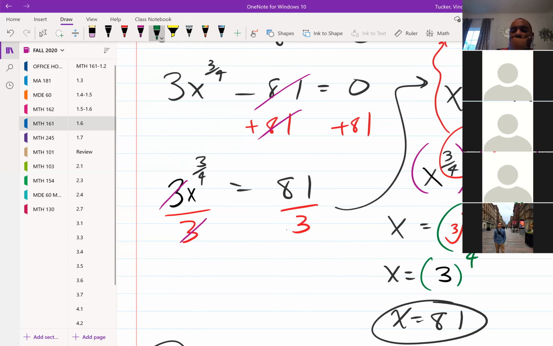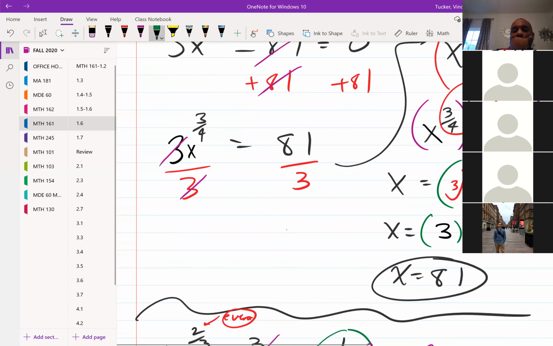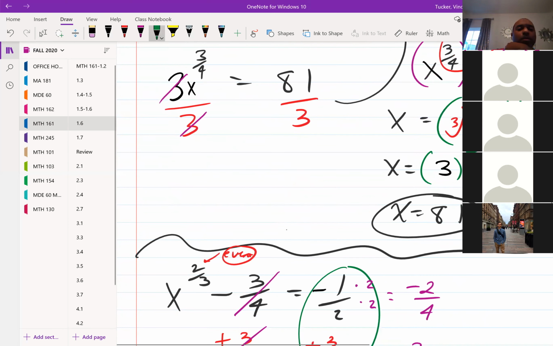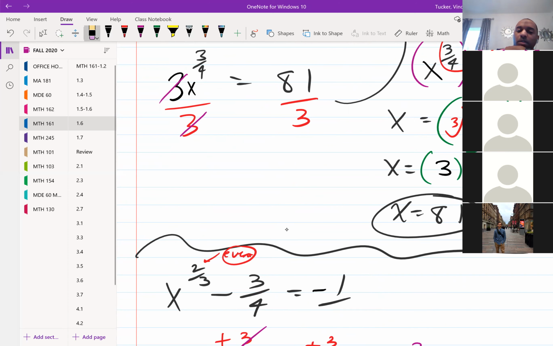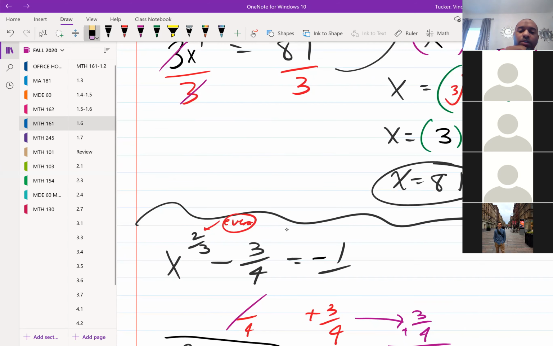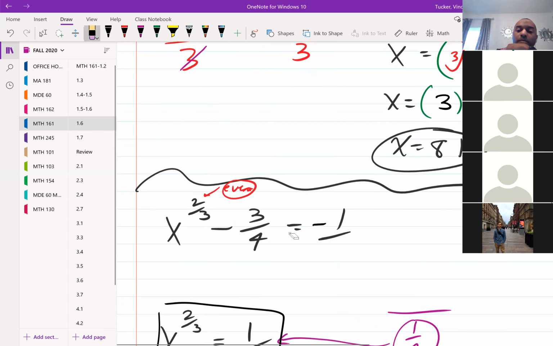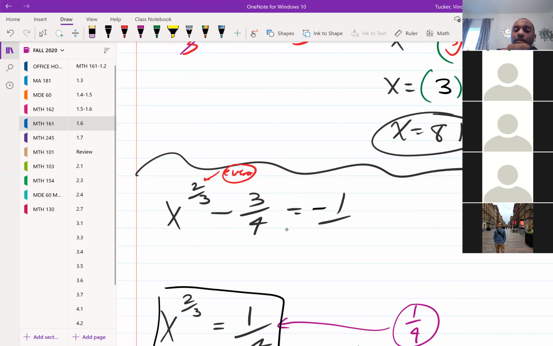All right. Let me erase some of this stuff. This time we have x to the 2/3 power minus 3/4 equal to negative 1/2.